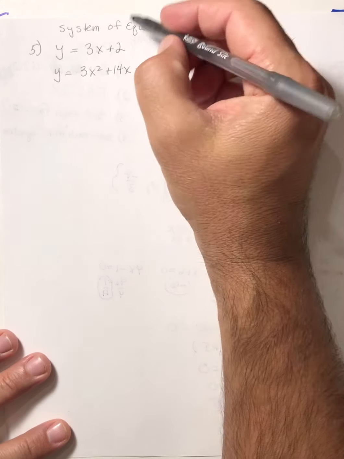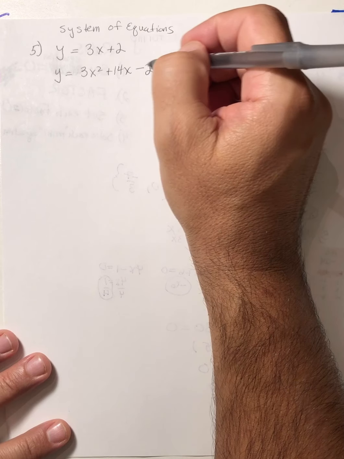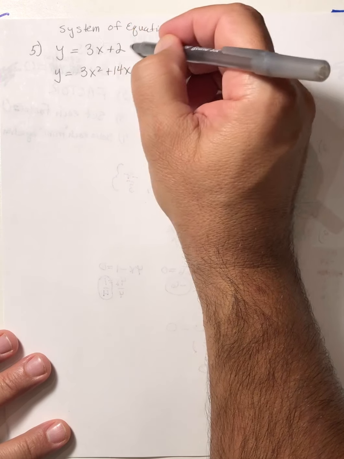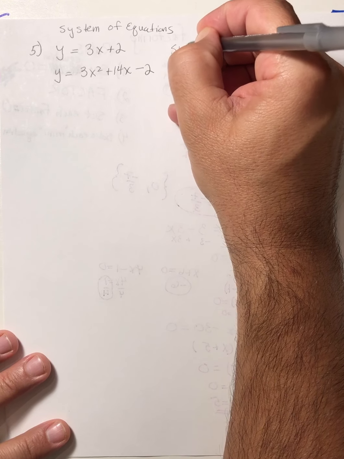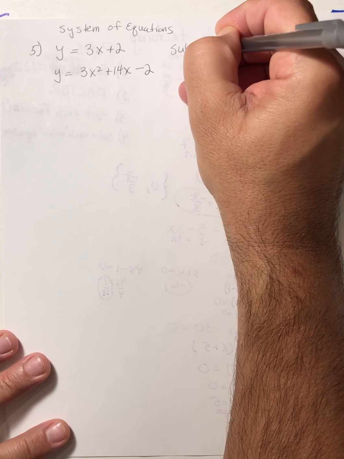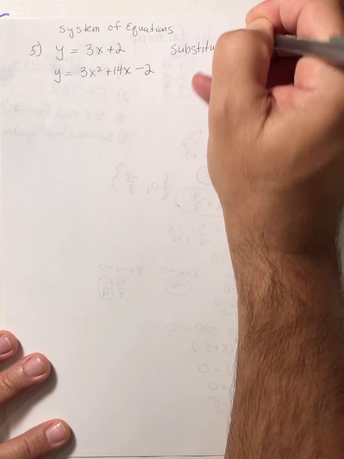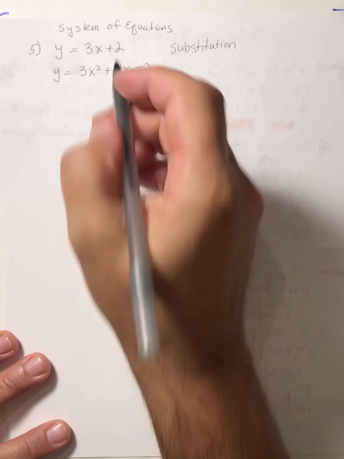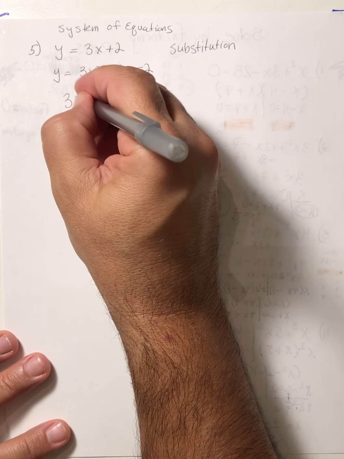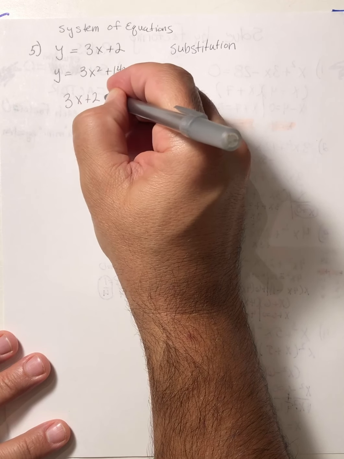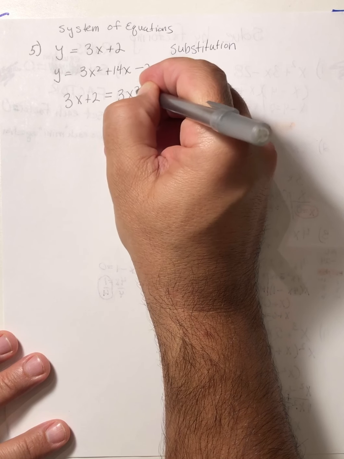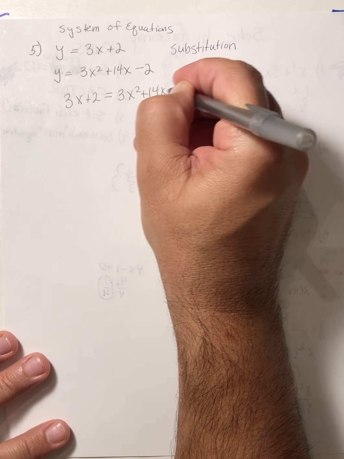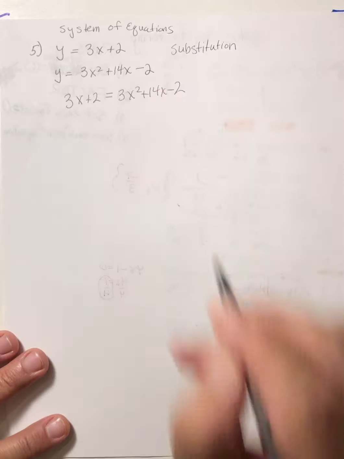All right. When we do systems of equations of a second degree and a first degree, we have to use substitution. So, 3x plus 2 equals 3x squared plus 14x minus 2.